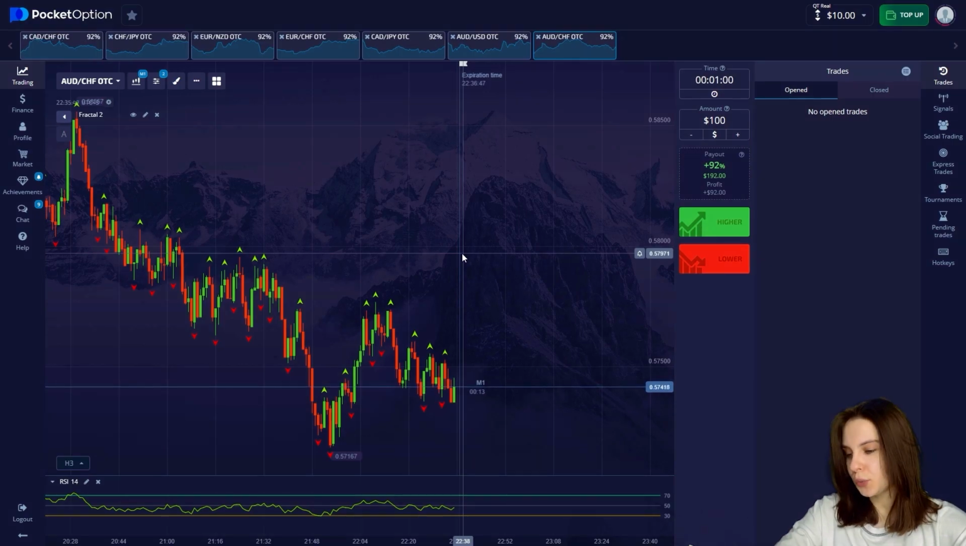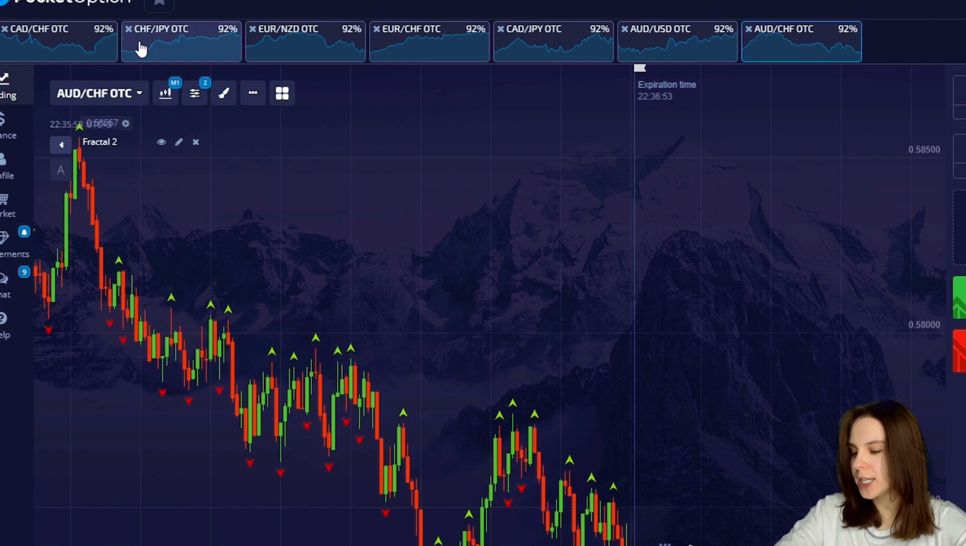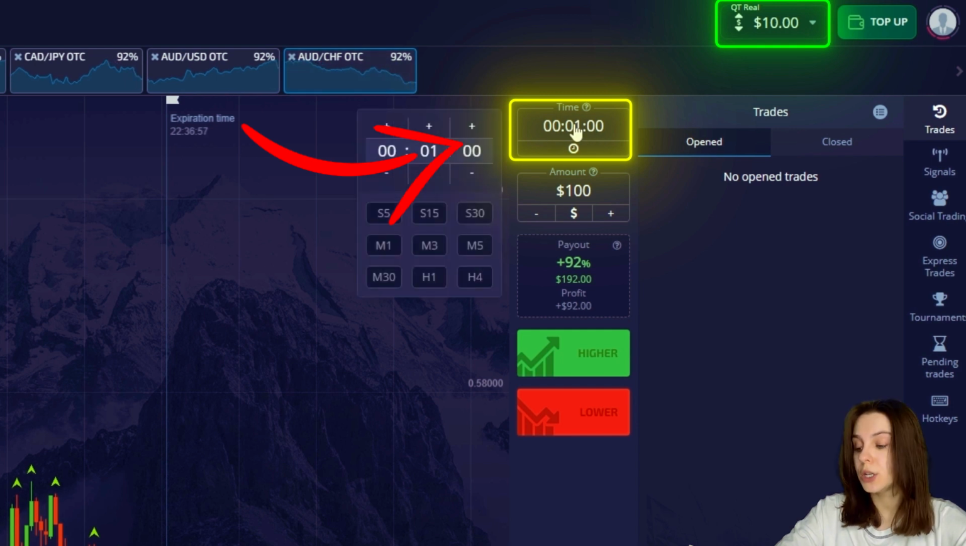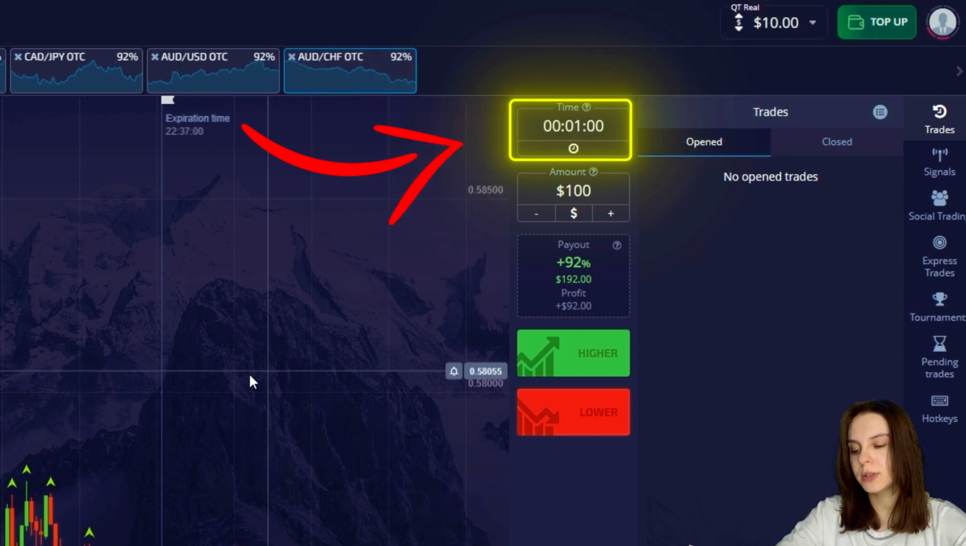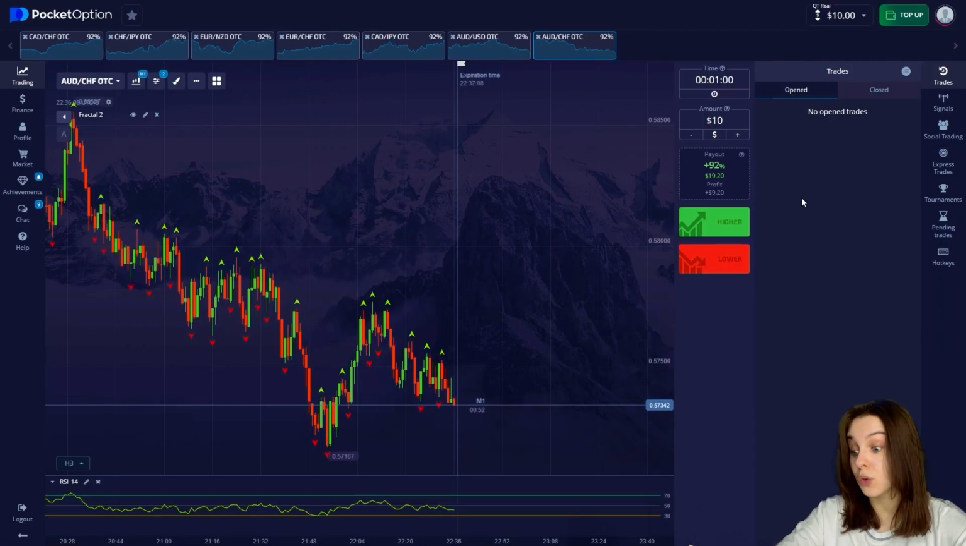Here, dear traders, we are already on Pocket Option, and as always we quickly check all the parameters. We are trading currency pairs, the time of course a minute as always. For the video this is ideal. Third one, this is the balance. We have $10, so the transaction amount is also $10. Further, we will increase it as our balance grows.